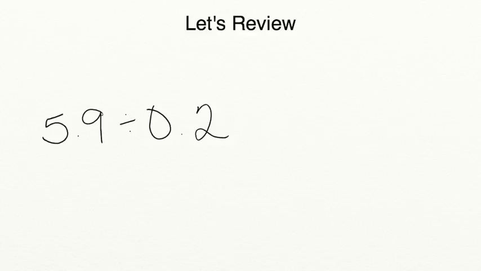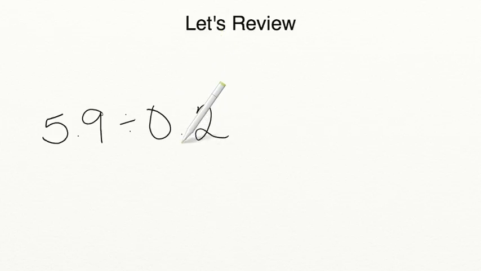Let's review what you've learned in today's lesson. We're going to start by using the example 5 9/10 divided by 2 tenths. Remember, when you're dividing decimals, your first step is to turn your divisor into a whole number. So we need to change 2 tenths into a whole. To do that, we're going to multiply by a power of 10.